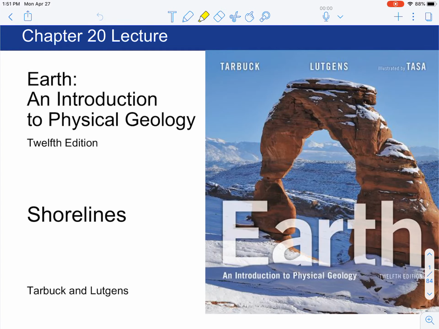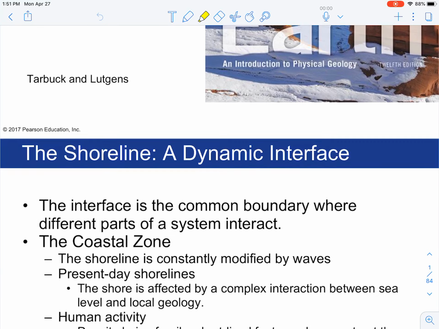Hey guys, this week in physical geology, we're going to the beach. Yeah, not really. We're going there virtually as we explore beaches and coastal areas. And then later this week, stay tuned for discussions about climate change and coastal areas.